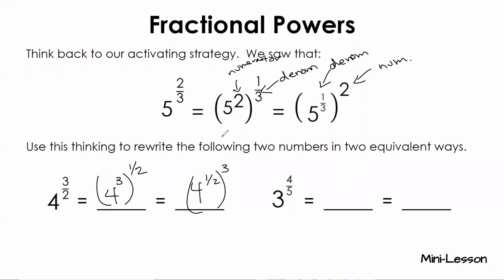All right, and it's okay if you got these backwards, but as long as you have the same thing. So if I had 3 to the 4th power raised to the 1/5, and then 3 to the 1/5 raised to the 4th power. And it's okay if you have these flip-flop. It doesn't matter.